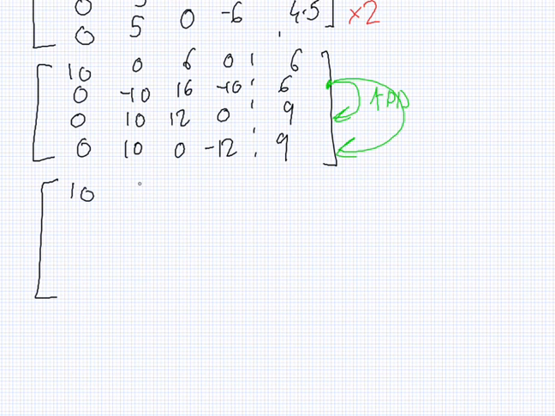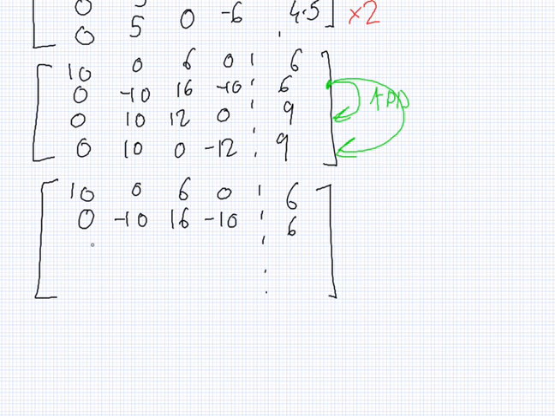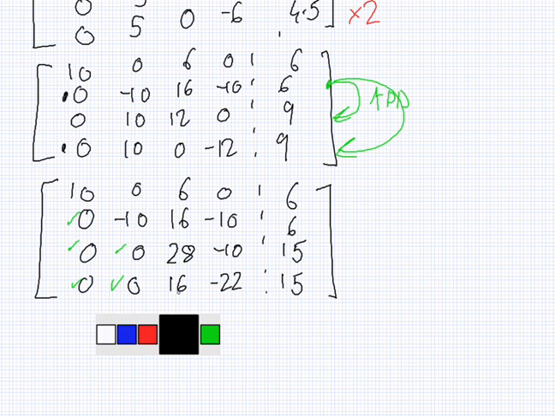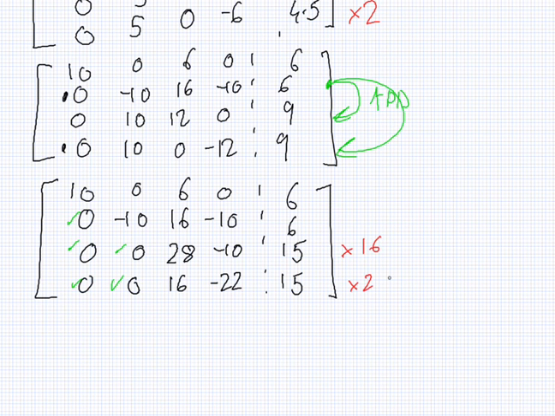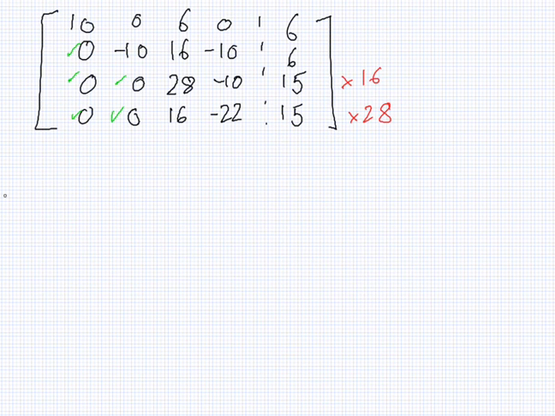So now you get 10, 0, 6, 0, 6, 0, minus 10, 16, minus 10, 6. Now adding these two, 0, 0, 28, minus 10, 15. Now I'm adding these two, 0, 0, 16, minus 22, 15. Look, we're nearly finished. We just need to get this one here, 0. So let me see. Maybe if I just be lazy and do 16 here and 28 here. So if you help me with your calculators, please.